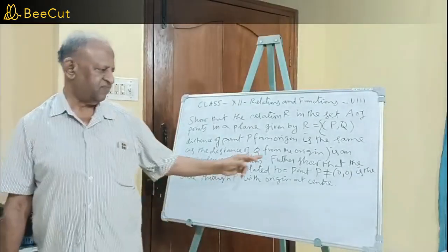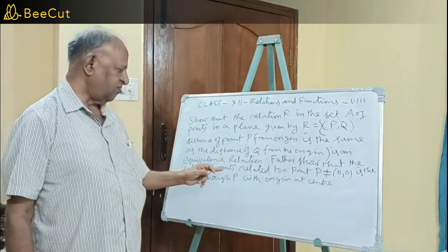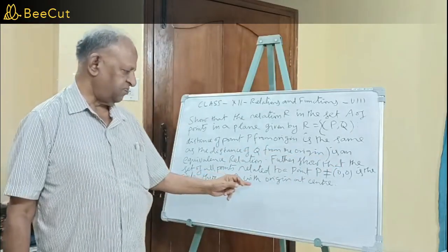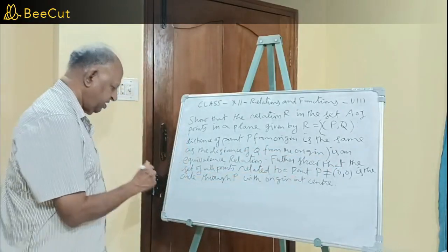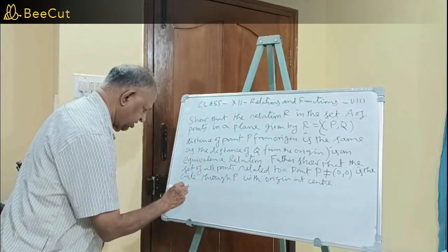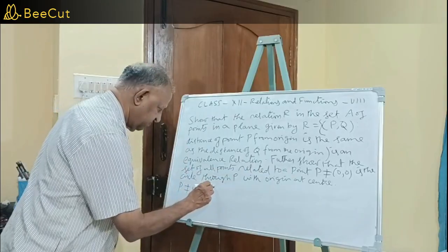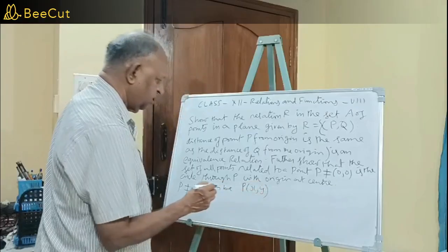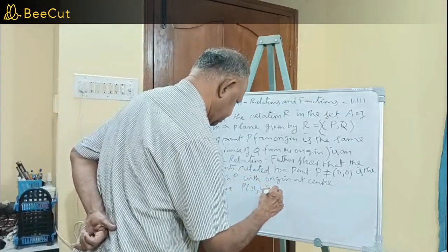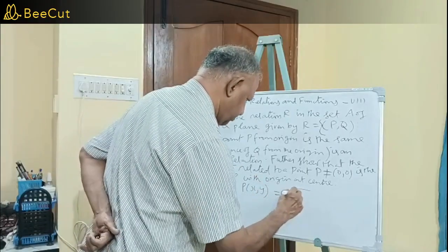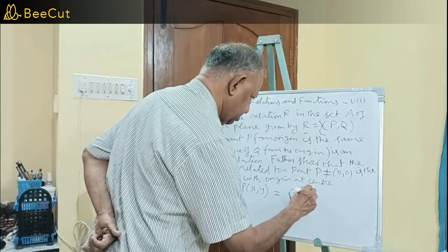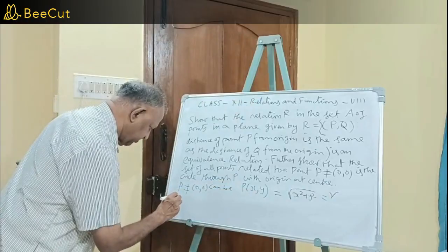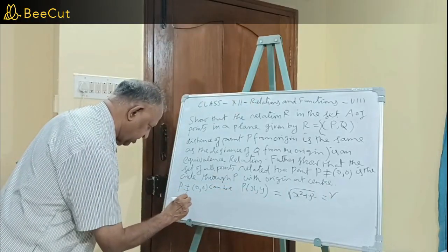Now we have to see the next part. Further show that the set of all points related to a point P not equal to (0, 0) is the circle through the point P with the origin at the center. P not equal to (0, 0) can be P(x, y). So its distance is equal to square root of x square plus y square, which is equal to r. Okay, so take for example Q equal to (a, b).